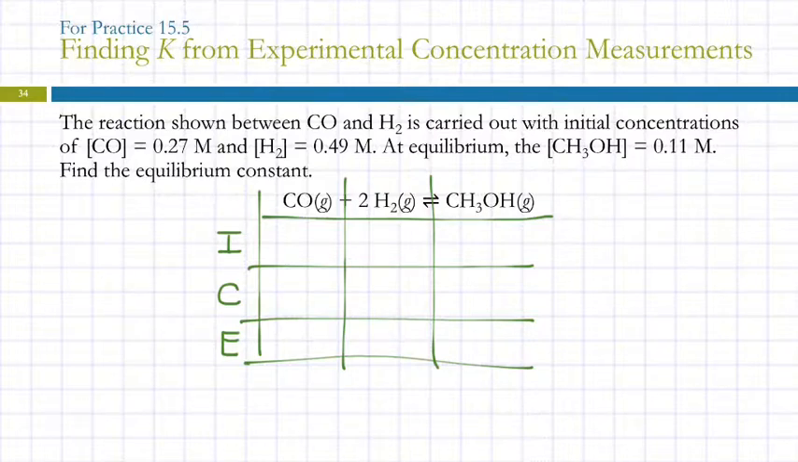We're given initial concentrations. So carbon monoxide is 0.27. And hydrogen is 0.49. It doesn't say anything about the initial concentration for the methanol. What should we assume that it is? 0. Normally, when you do a reaction, you put the reactants in there, and you don't start out with any product. So this is going to be 0.